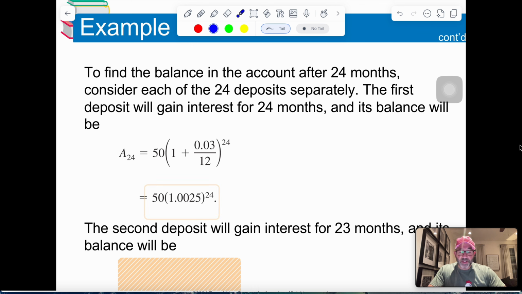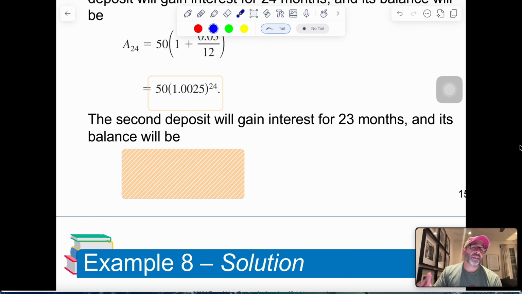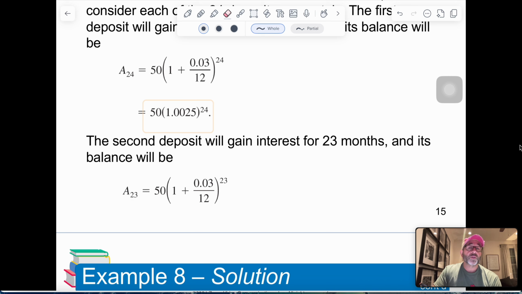Okay? And so just for that $50 alone, we're going to earn 50 times 1.0025 to the 24th power. Now that's going to sit there for 24 months. The second deposit, though, is not going to be there for 24 months. It's only going to be there for 23 months. And that amount is going to look like this: 50 times 1.0025 to the 12th for the 23. Notice the difference here. The first deposit's going to be there for the full 24. The second deposit's only going to be in there for 23.